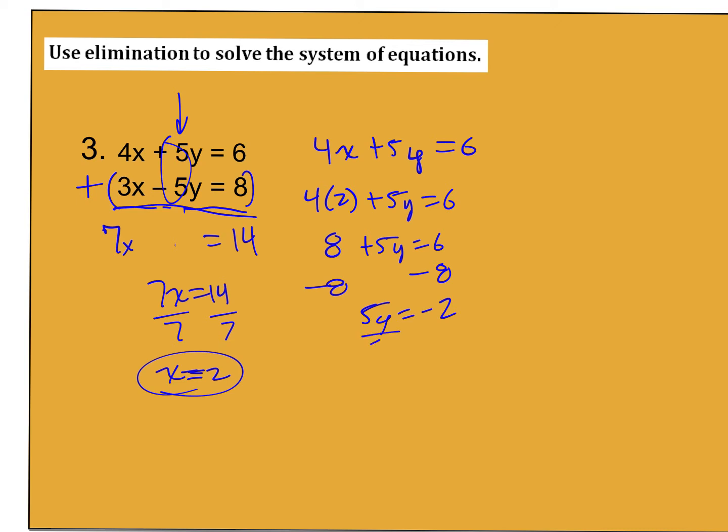5y equals negative 2. So y equals negative 2/5. Let me just double check and make sure that I'm good there. 4x plus 5y. I got x to be 2. That looks correct. 6 minus 8. Yep. So 2 and negative 2/5 would be my answer.